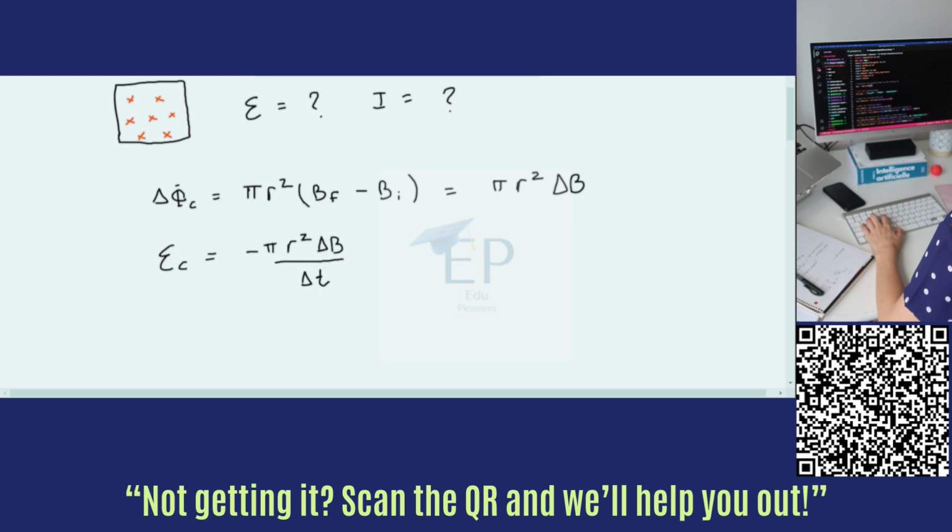Now imagine we did the exact same thing with the square loop here. Notice the only thing that would change is the area of our loop here. So now instead of pi r squared, our area is going to be the area of a square, which is just the length of one side times the length of the other, which is the same, so just L squared. So minus L squared delta B over delta T.